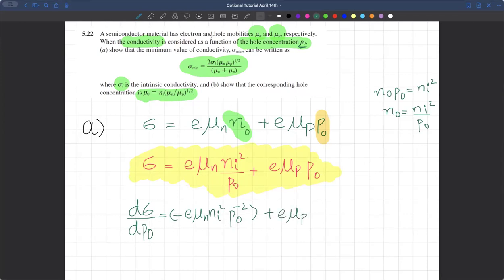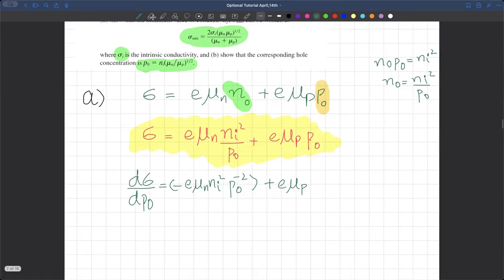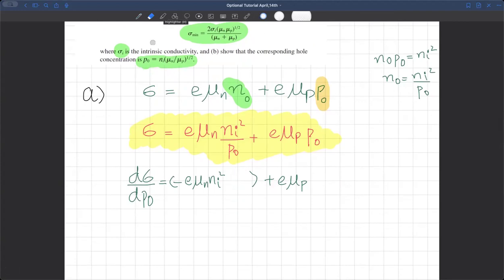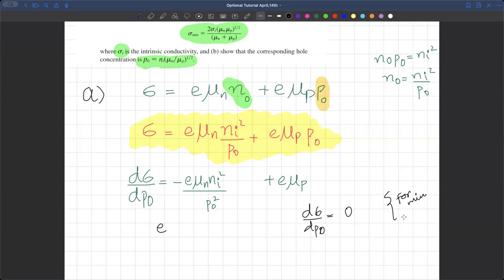If you have a problem with the derivative, please do let me know. To have this in positive exponent, just write it down like this, and maybe get rid of these. Now we have this thing, and it should be equal to zero for the value to be minimum. So just put it equal to zero. The slope should be equal to zero.